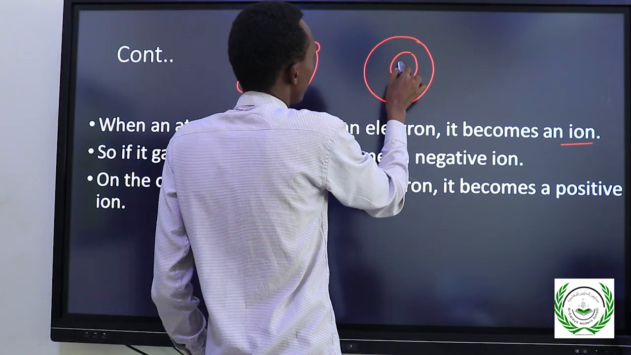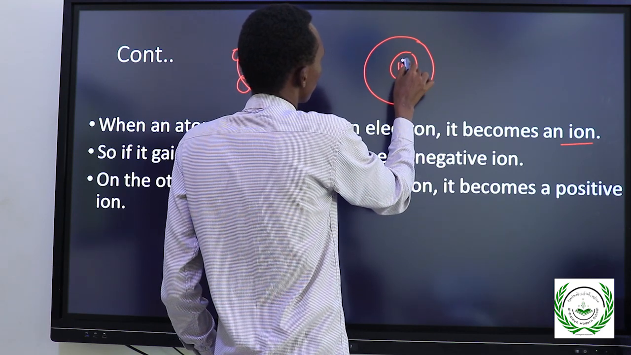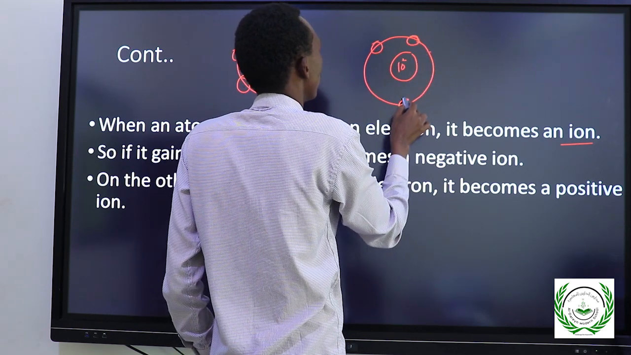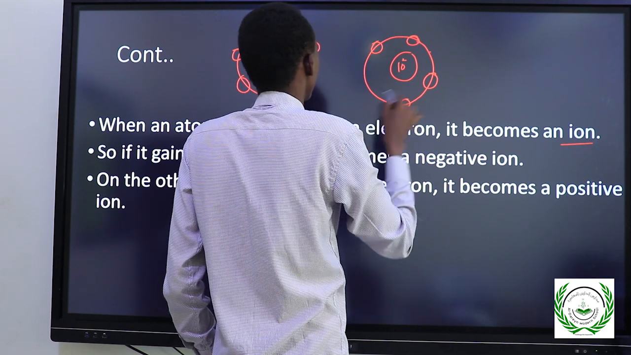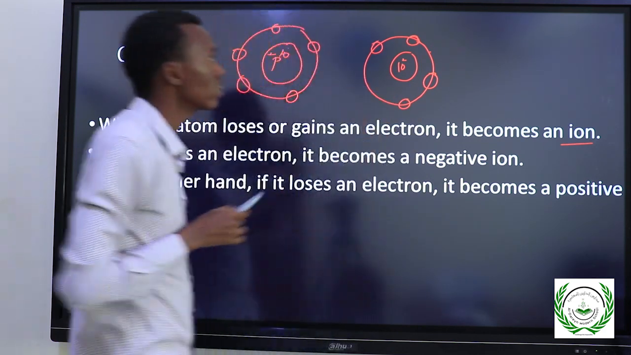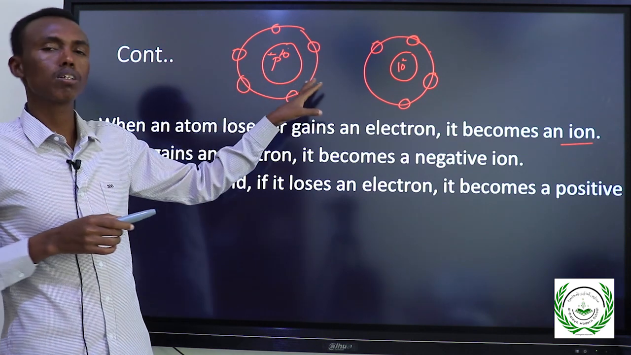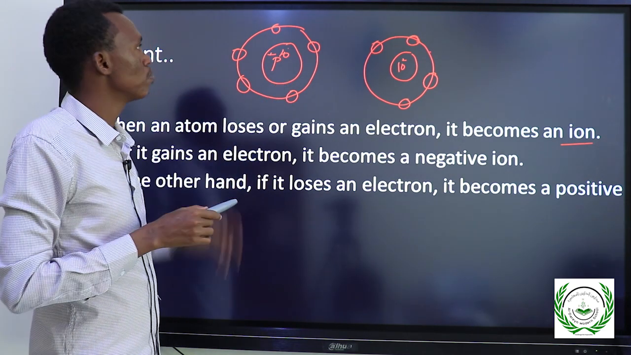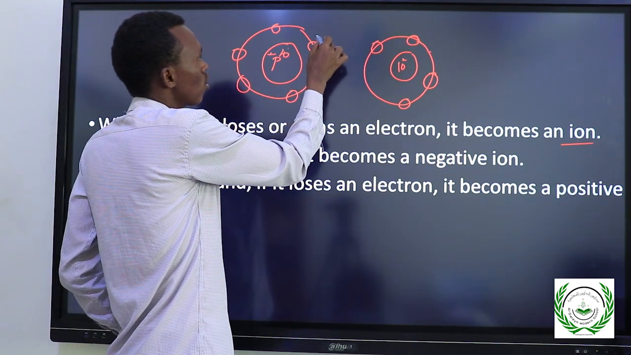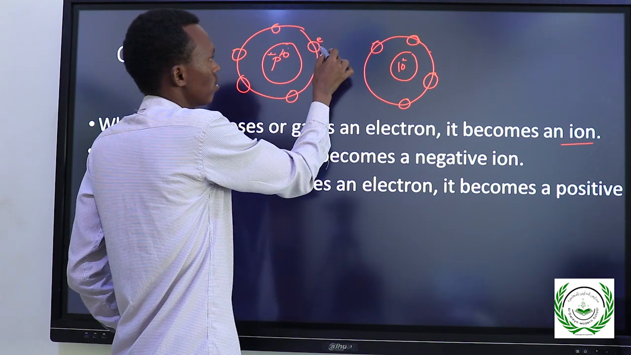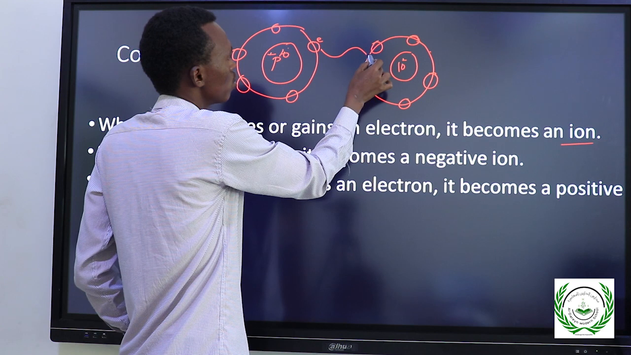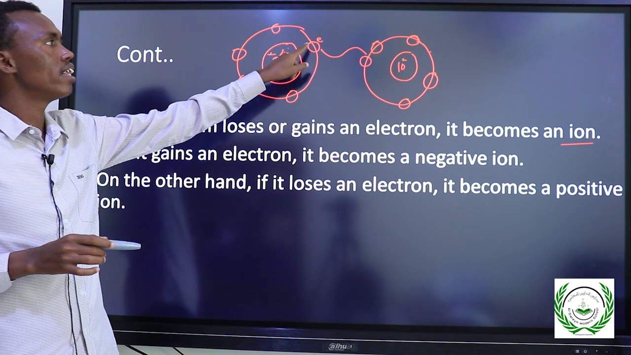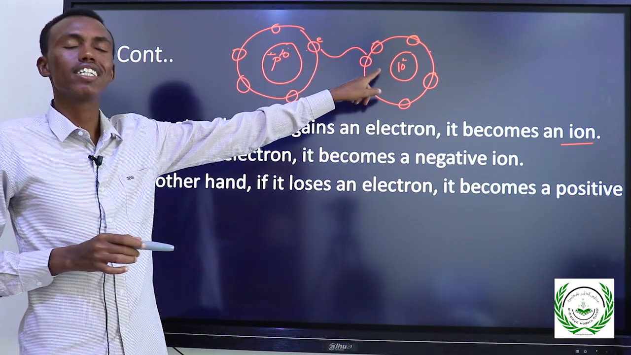Okay, and here we have 10 protons. Okay, and here we have let's say 4 electrons. Okay, 4 electrons. So when these two atoms react with each other, let's say for example this atom loses its electron on outer shell. So it transfers or it loses this electron. Okay. It donates, in other words, it donates this electron to this atom.